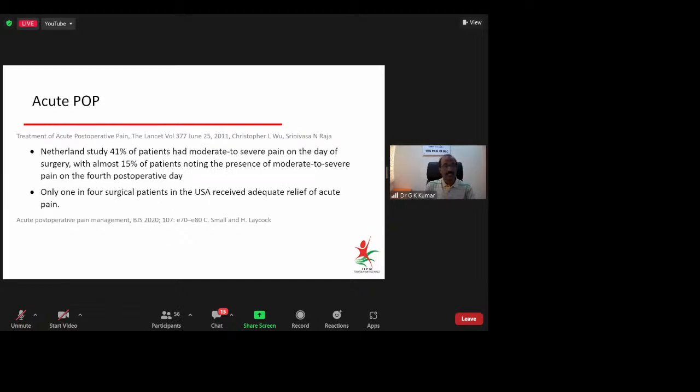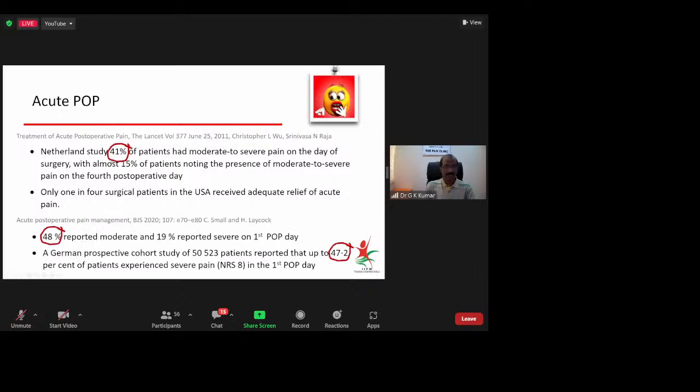The study proves that there is another large study that shows 41% of the patients had moderate to severe pain during the hospital stay, and that the same was there even after 10 years. The 2020 studies also show the same. So we are still lagging behind in providing excellent post-operative pain care for the patients who underwent surgeries.